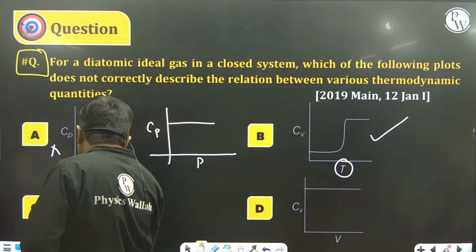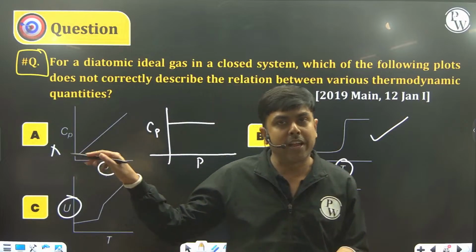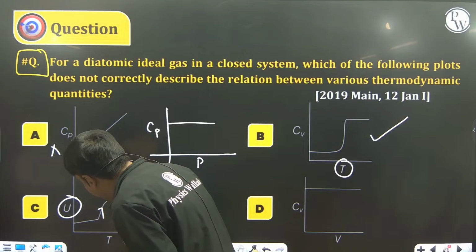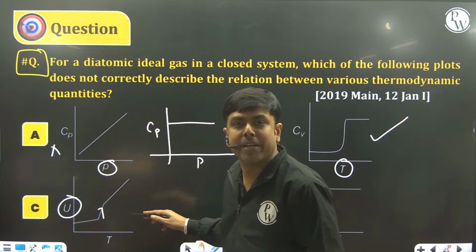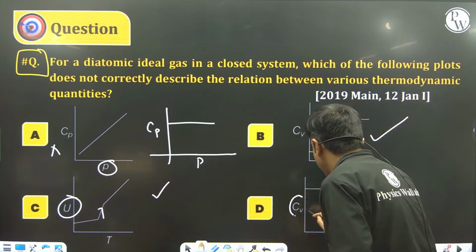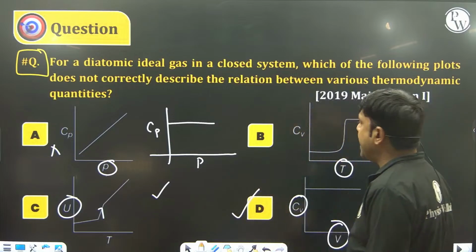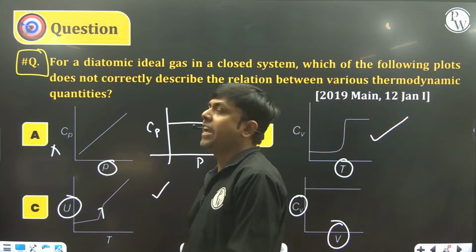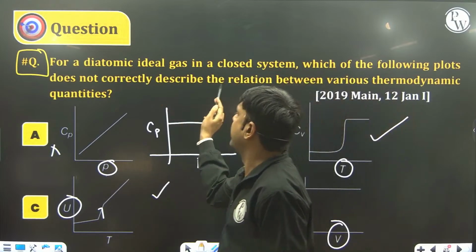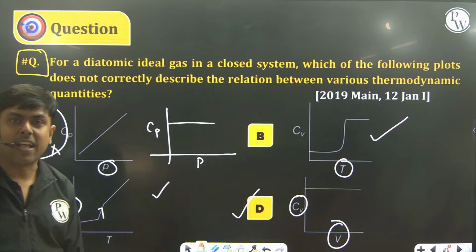Now, internal energy is a direct function of temperature, U directly proportional to temperature. And again, as the temperature increases, the degrees of freedom increase, so the graph will go like this. Am I clear? This CV remains constant at a given volume, so D is also correct. B, C, and D are the correct keys. A is the wrong key, and they are asking for the wrong key only, the one that does not correctly describe. So A will be the right answer. Shall we move ahead?